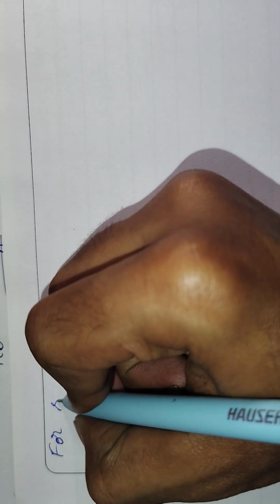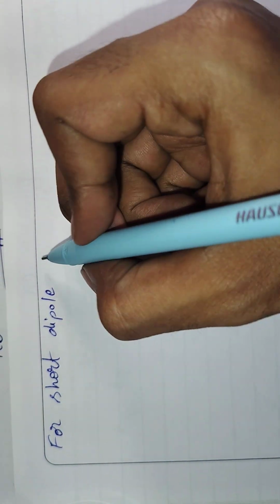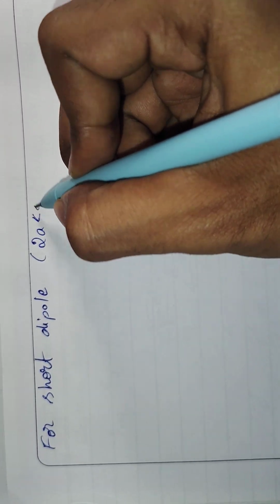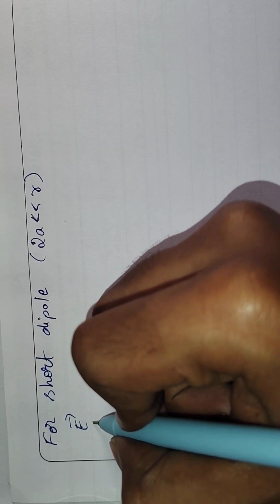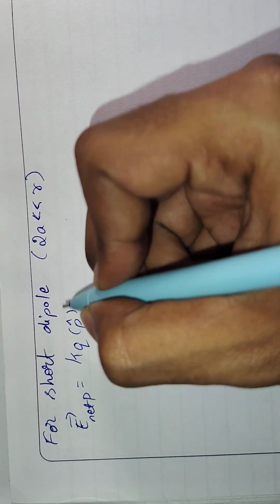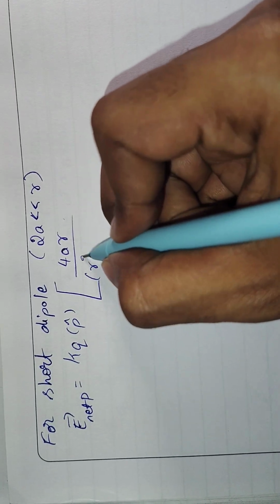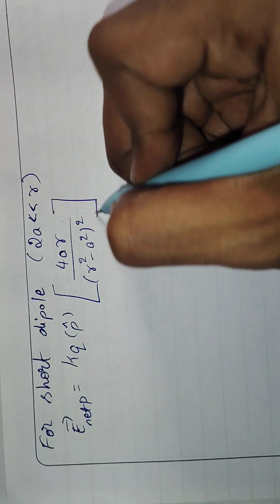Next, we will consider the term for a short dipole. Okay, for a short dipole, what is the condition? The distance 2a must be very much smaller than r, right? So we already know that the net electric field at point P is kq p cap into 4ar divided by (r square minus a square) whole square, right?